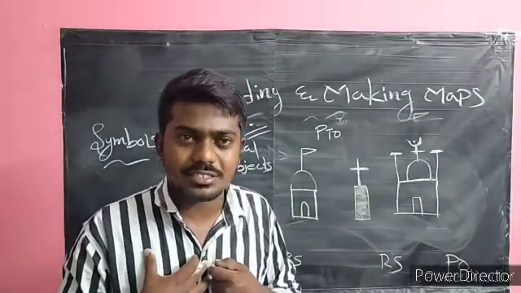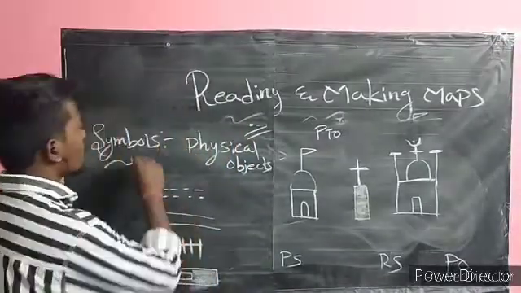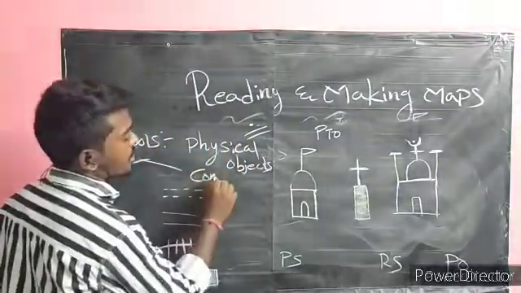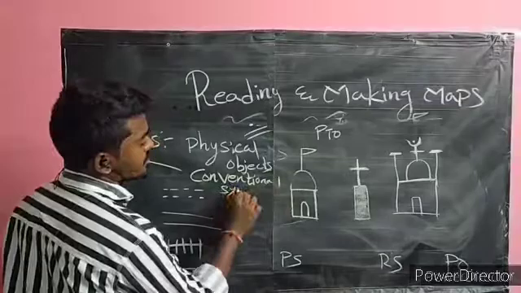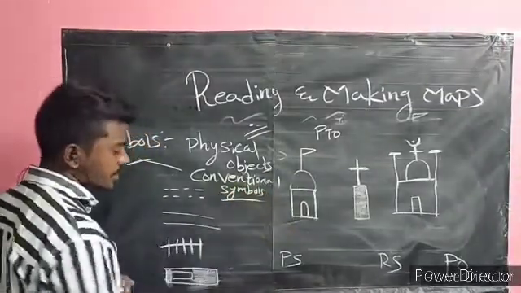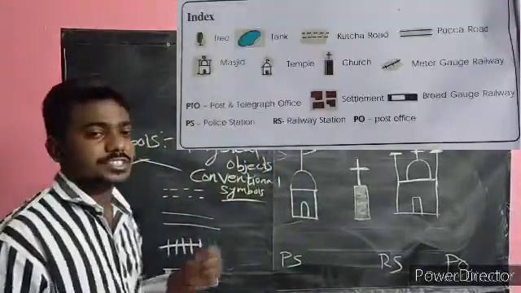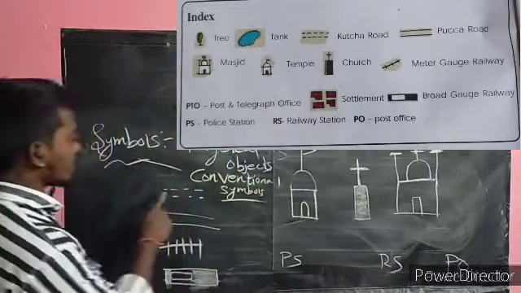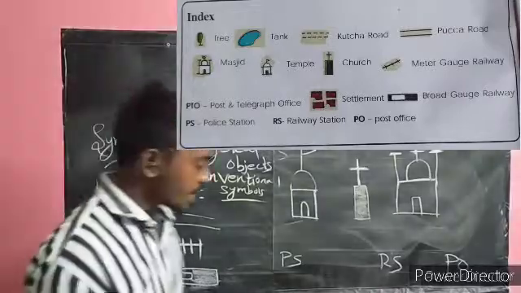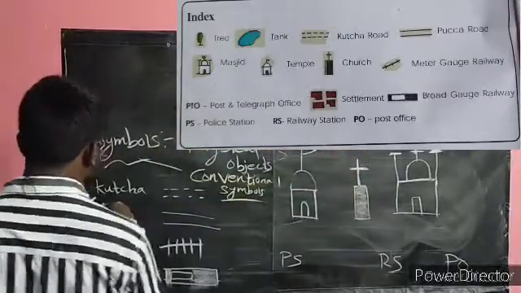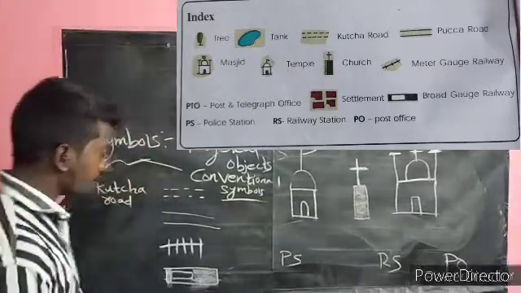Symbols are also known as signs. Some common symbols are called conventional symbols. For example, they have given some examples on page number 6. It is a Kacha road. And it is a Pakka road. This symbol is very, very important.